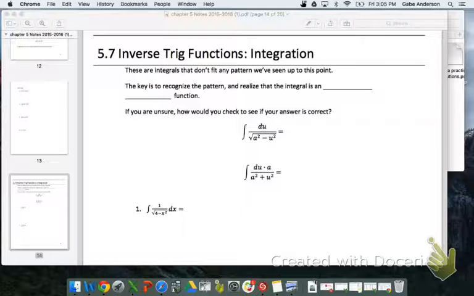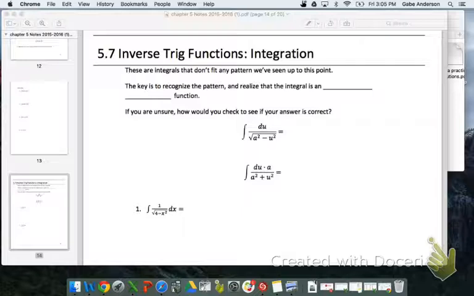In 5.6 we talked about differentiating inverse trig functions, and now we're going to talk about integrating certain expressions that lead back to those inverse trig functions. So I put a little note up here at the top that says these would be integrals that don't really fit patterns that we've seen up to this point. These are going to involve fractions.